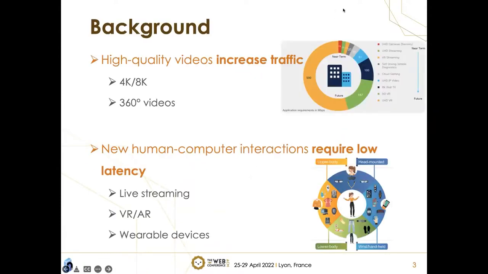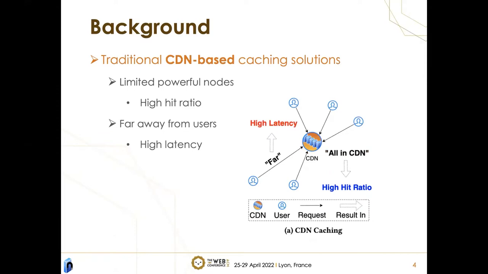For the first part, background: recent studies show that high quality videos like 4K and 8K increase internet traffic significantly. At the same time, new human-computer interactions like VR, AR, or live streaming require no latency. To address those two problems, the traditional methods are stadium-based caching solutions. In this way, there are several limited powerful nodes, so all requests will be gathered in those several stadium nodes, which brings a high hit ratio. However, those nodes are far away from the users, which causes a high latency.